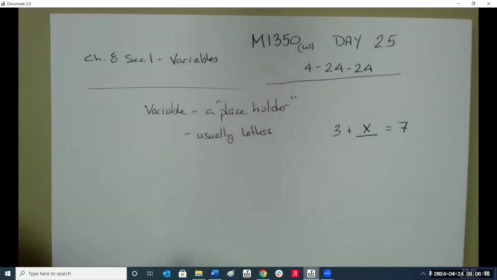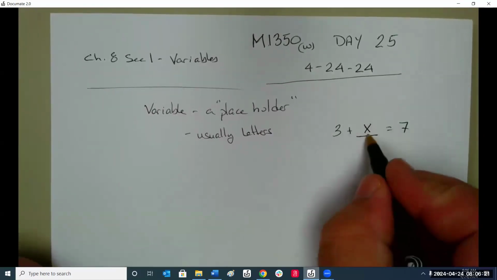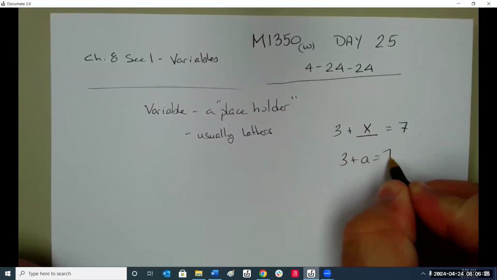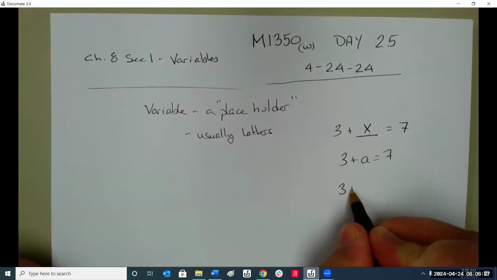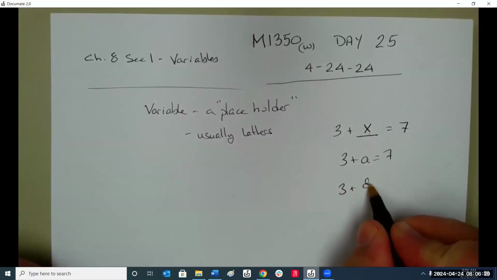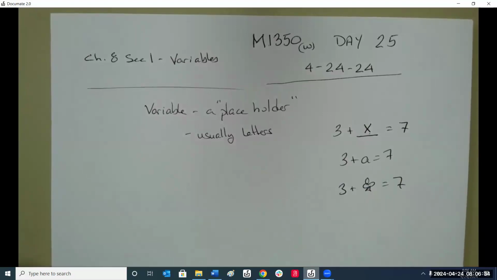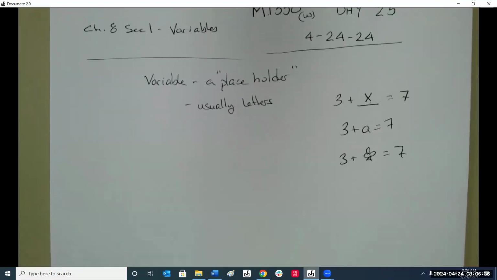Usually letters, but they could be pictures. They could be images. So, for example, we have X here. We could have also put 3 plus A equals 7, or 3 plus shamrock equals 7. A variable is just that. It means it could take on any value.